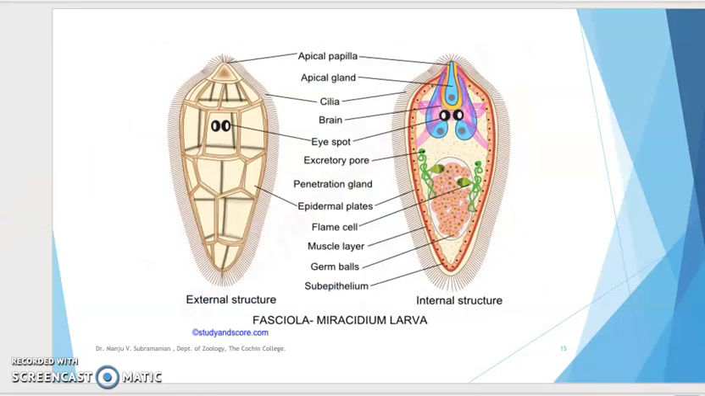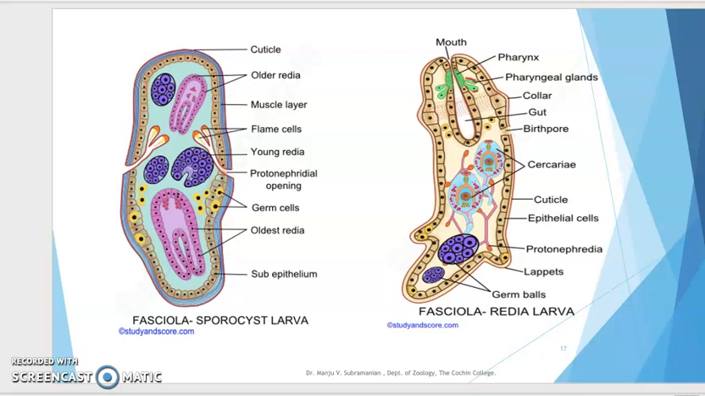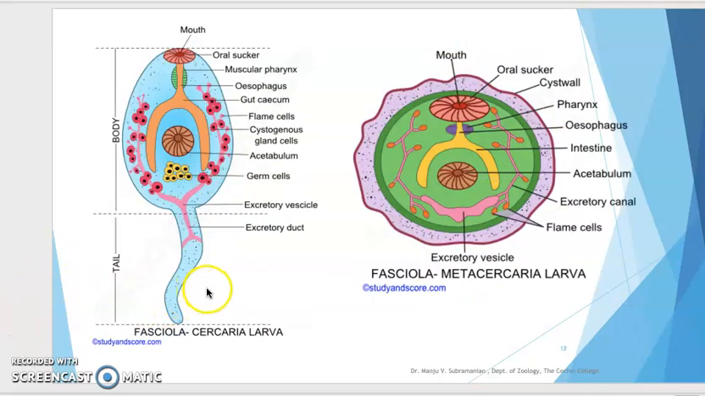Then this is a Miracidium larvae. This is the sporocyst and the redia larvae, and from this redia larvae, the Cercaria larvae emerges out through this birth pore. So let's pass on to this Cercaria larvae.